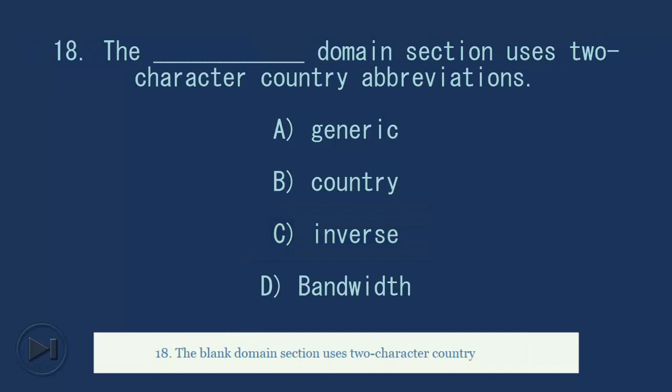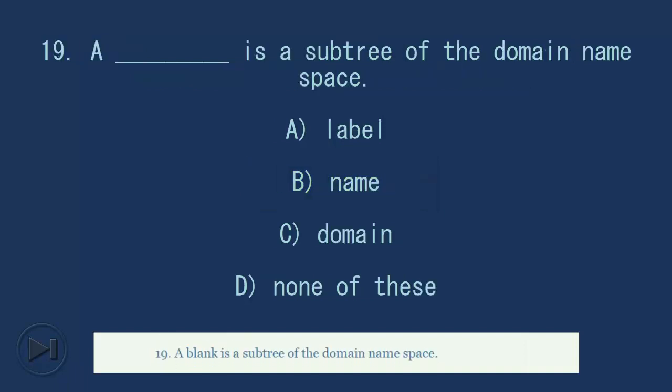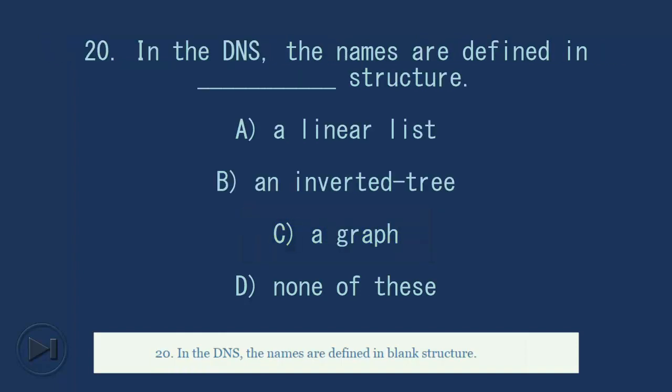18. The blank domain section uses two-character country abbreviations. A. Generic. B. Country. C. Inverse. D. Bandwidth. Answer, B. Country. 19. A blank is a subtree of the domain namespace. A. Label. B. Name. C. Domain. D. None of these. Answer, C. Domain.